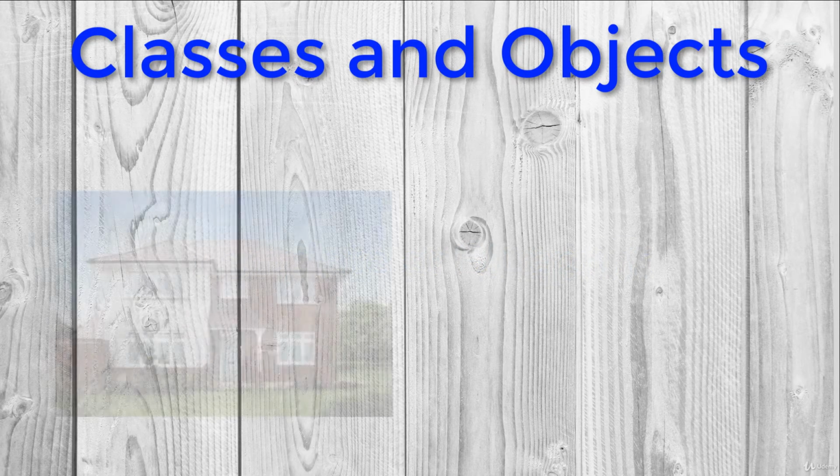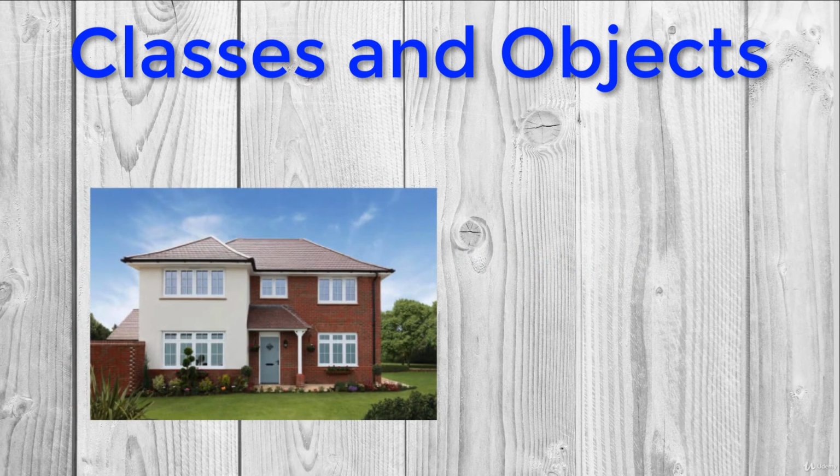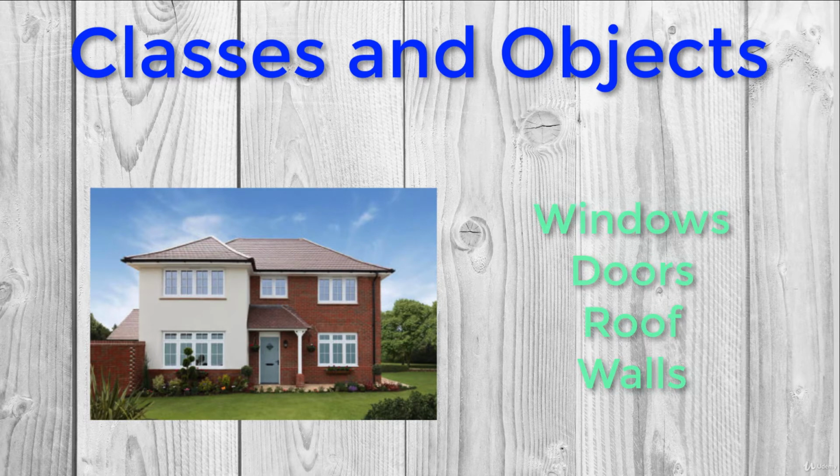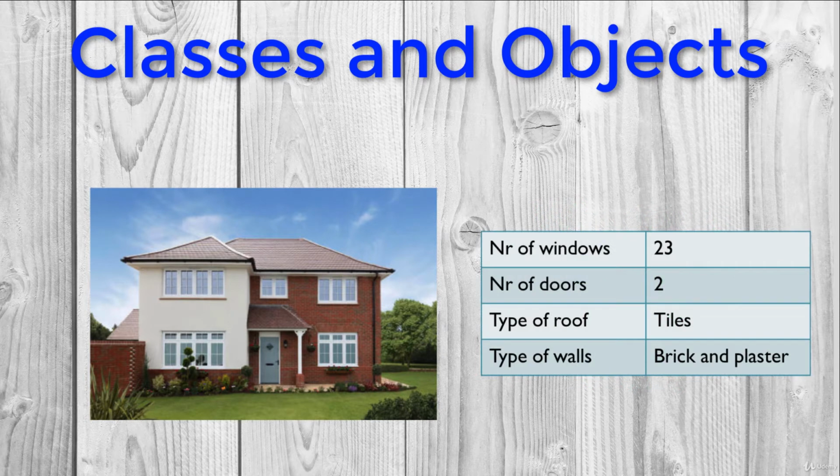Let's look at a house as an example. We can identify some properties that will make a house a house. Just as an example, let us try and define 4 properties. A house will have windows, doors, a roof, and walls. So we can create properties for the house classification that will indicate the number of windows and doors, as well as the type of the roof and the type of the walls for the house.